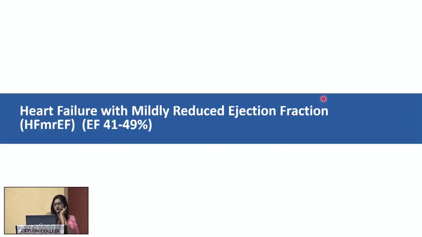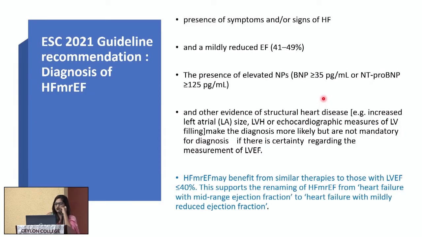Now we'll move into heart failure with mildly reduced ejection fraction, that is the ejection fraction category between 41 to 49%. The ESC guideline recommends that to diagnose, we have to have the presence of symptoms and signs of heart failure, a mildly reduced ejection fraction, and the presence of elevated BNPs. Those are the supportive criteria. There should also be other evidence of structural heart disease, like increased left atrial size, LVH, or echocardiographic measurement of left atrial filling. The presence of this evidence makes the diagnosis more likely.